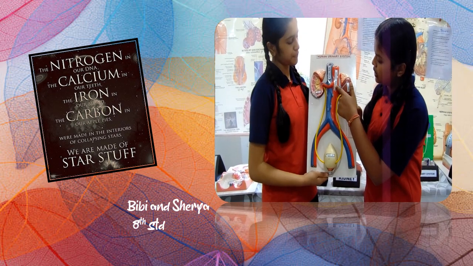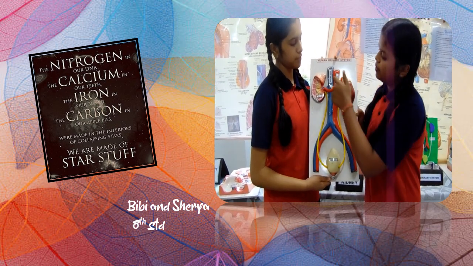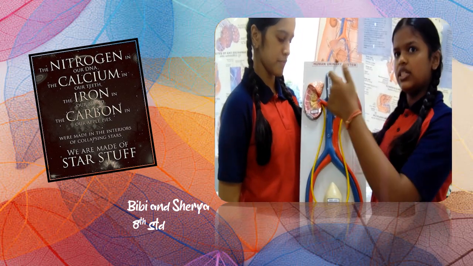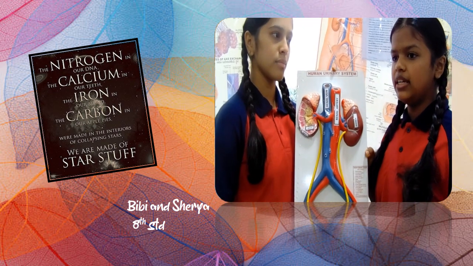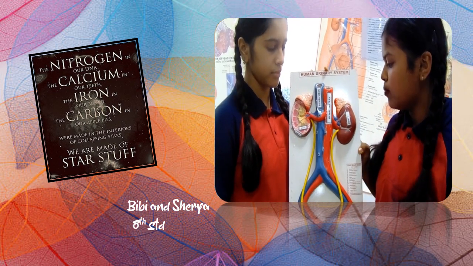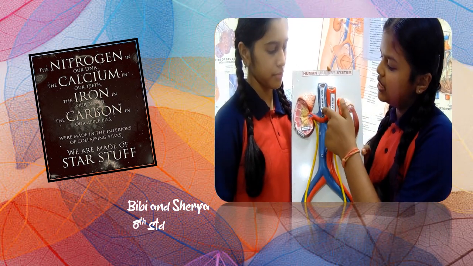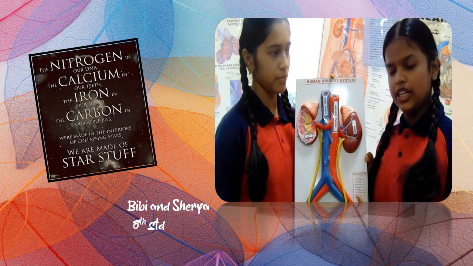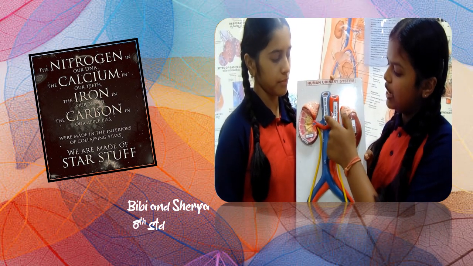This pipe carries the oxygenated blood to the kidney, and the pipe which is in blue color carries the deoxygenated blood to the vena cava and then to our whole body. Now this is known as the renal artery and this is known as the renal vein. Renal means kidney, so we can call them kidney artery and kidney vein.